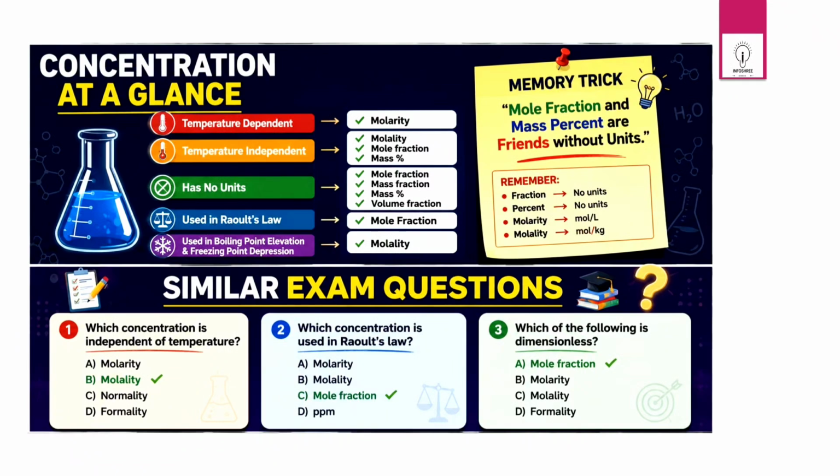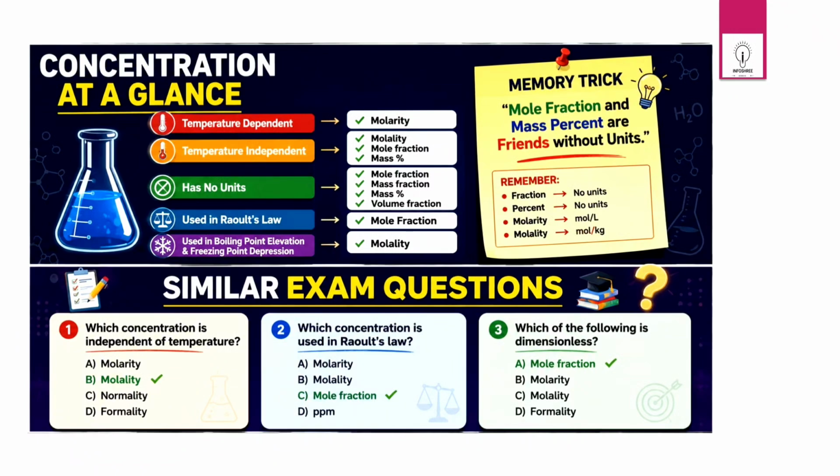Okay, memory tricks. Mole fraction and mass percent are friends without units. To remember the things, you can use this trick: mole fraction and mass percent are friends without units, and molality and molarity are friends because they have units. So mole fraction and mass percent are one group of friends, and molality and molarity are another group of friends.